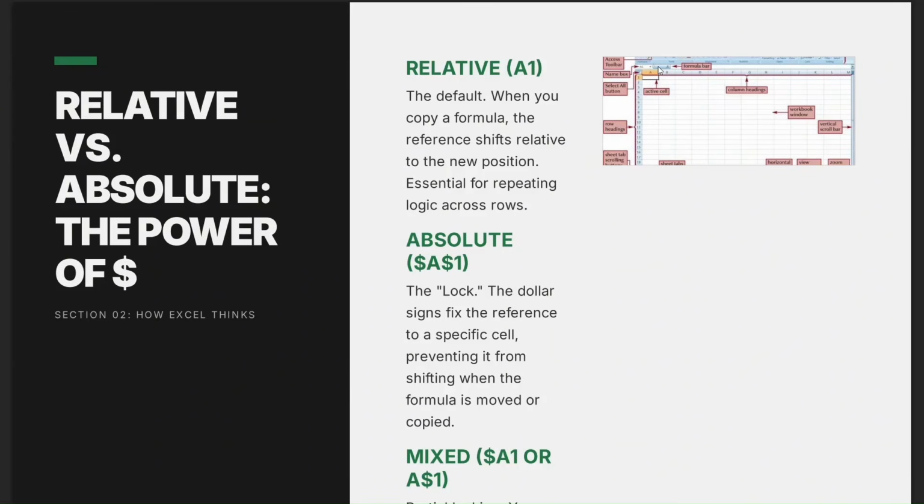Whereas absolute, and you can see the lock here, locks the reference by using a dollar sign to a specific cell, preventing it from shifting when the formula is moved. And there are other types of absolute referencing, and you can do this in a mixed format. So you can see, for example, the dollar sign either starts at the beginning or goes between the reference.